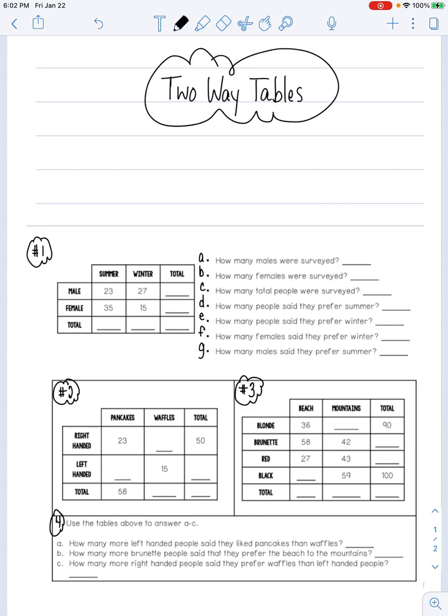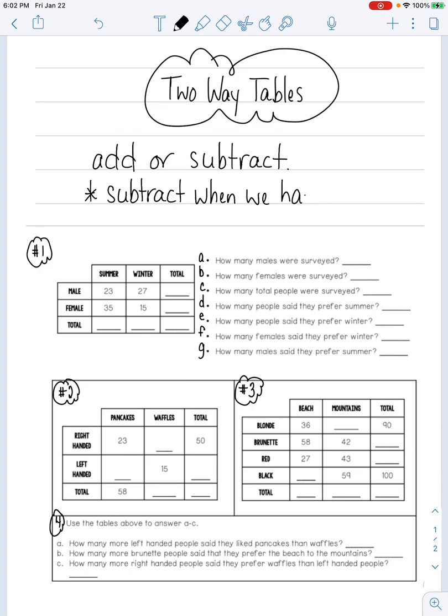Here's bottom line what you need to know about filling out a two-way table. You're either going to add or subtract. Honestly, guys, that is all we're going to do today to fill in these tables and then use those tables to answer some questions. Here's one clue I do want to say. Typically, we subtract when we have the total. You'll see what I mean in just a minute. Okay, so jot down those two notes. Throughout the lesson, you're going to add and then subtract when we have or are given the total.